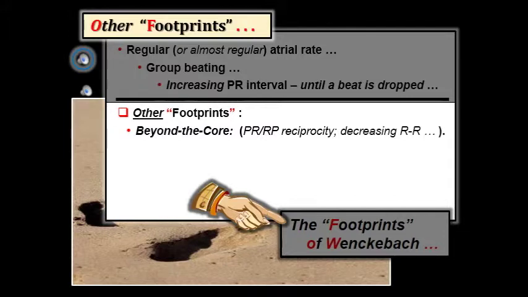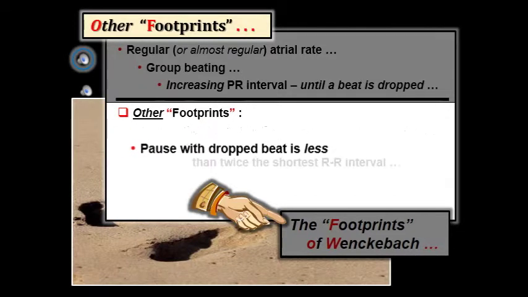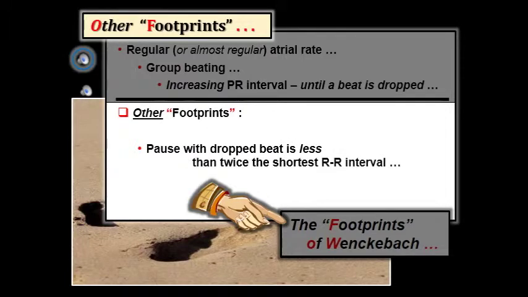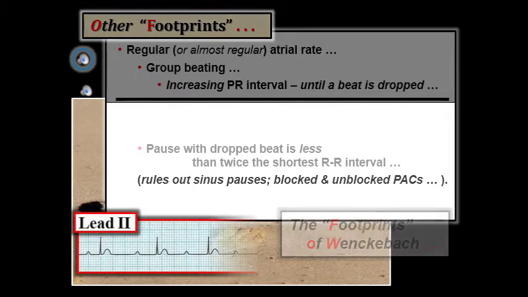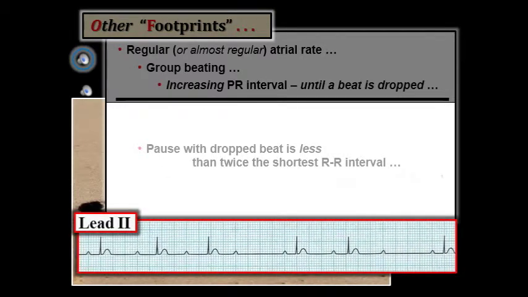But one additional footprint that we often do use is that with Wenckebach, the pause that contains the drop beat will generally be less than twice the shortest R2R interval. Use of this footprint helps us to recognize potential mimics of Mobitz 1, such as sinus pauses or blocked or unblocked PACs. Let's illustrate this concept by using this example of Mobitz 1 that we discussed earlier.